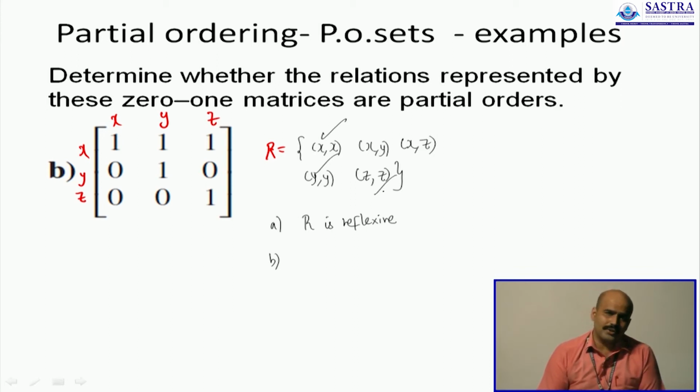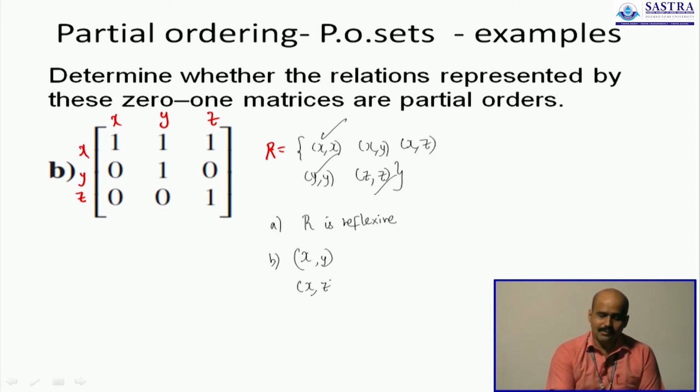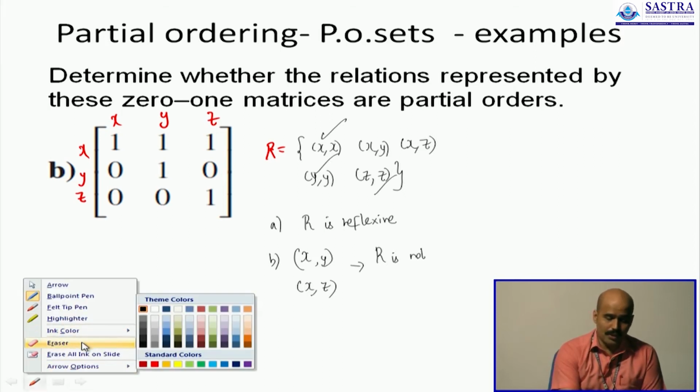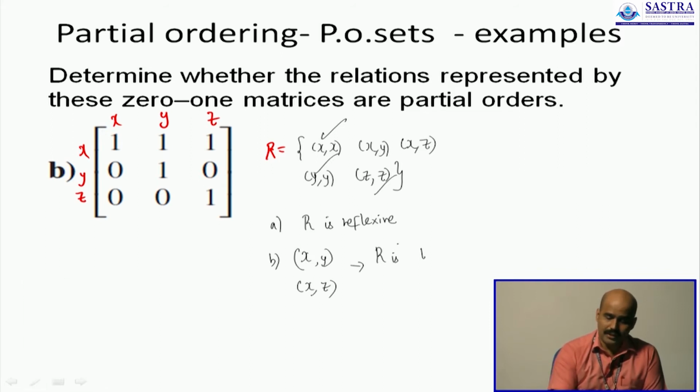Now can you call this antisymmetric? Yes, we can of course call this antisymmetric, because for 2 distinct elements x and y, you have only one of the 2 pairs present. You don't have yx also present. Similarly, you have only x comma z present, the other pair is absent. So when 2 elements are distinct, only one of the 2 possible pairs is present in the set. Therefore R can be concluded to be antisymmetric.